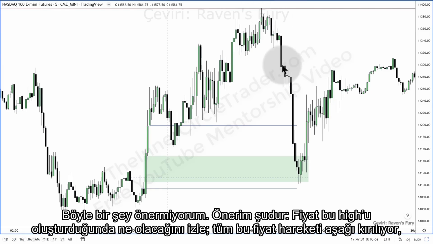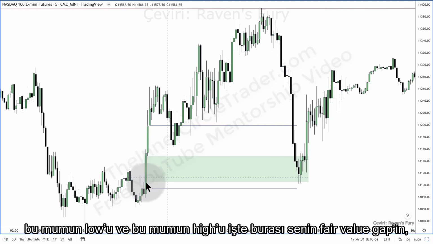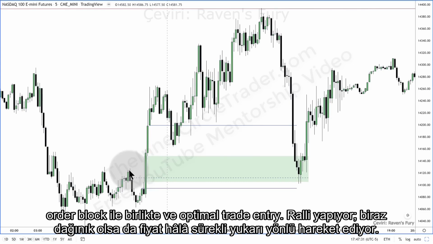It breaks down. All of this price action here gets overrun into a retracement back down into this imbalance here. The low of this candle and the high of this candle, that right there, that's your fair value gap with an order block and optimal trade entry. It rallies, even though it's sloppy, it's still continuously driving higher.